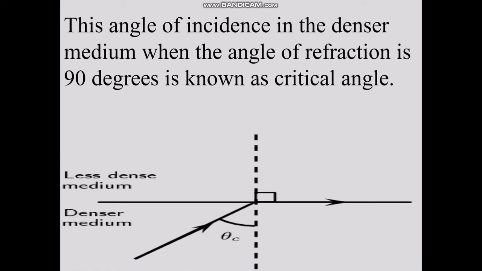This angle of incidence in the denser medium, because we had taken the situation when the light is traveling from denser medium to rarer medium, when the angle of refraction is 90 degrees is known as the critical angle. So this particular angle which we have represented here as theta c, you can also say ic, is the critical angle when the angle of refraction is equal to 90 degrees.